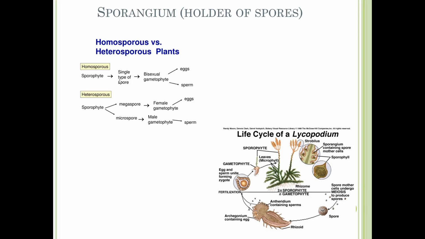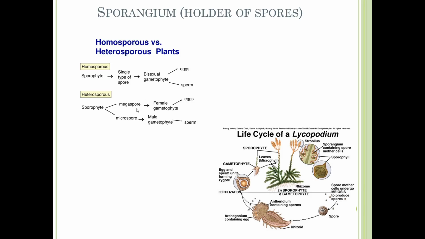So if it's a homosporous plant, then that means the sporophyte is going to make a single type of spore. That single type of spore makes a bisexual gametophyte, because there's only one gametophyte that can come from a spore. That bisexual gametophyte is going to have archegonia making eggs and antheridia making sperm. So you can't tell the difference based on spore type whether it's going to make an egg or a sperm, because they're both going to be made on the same gametophyte. Things are a little bit different down here.